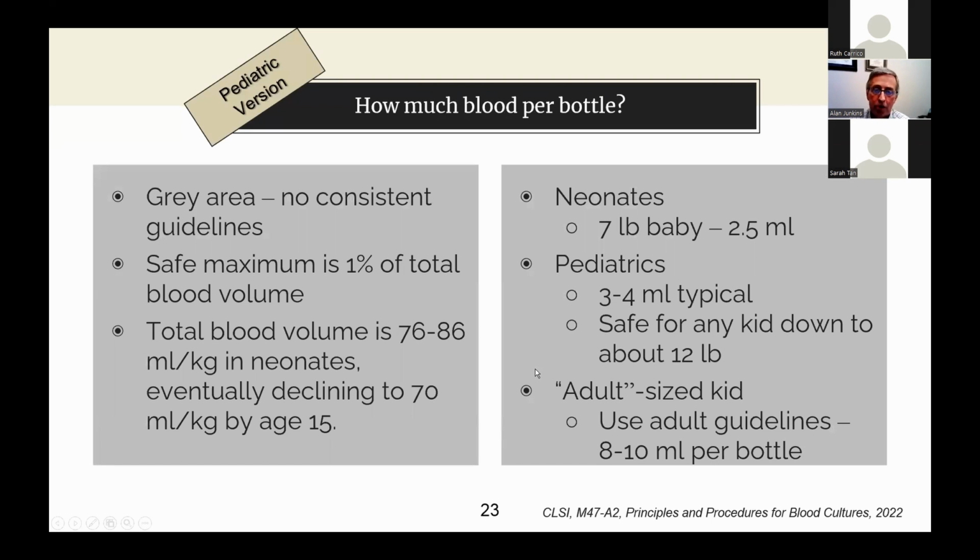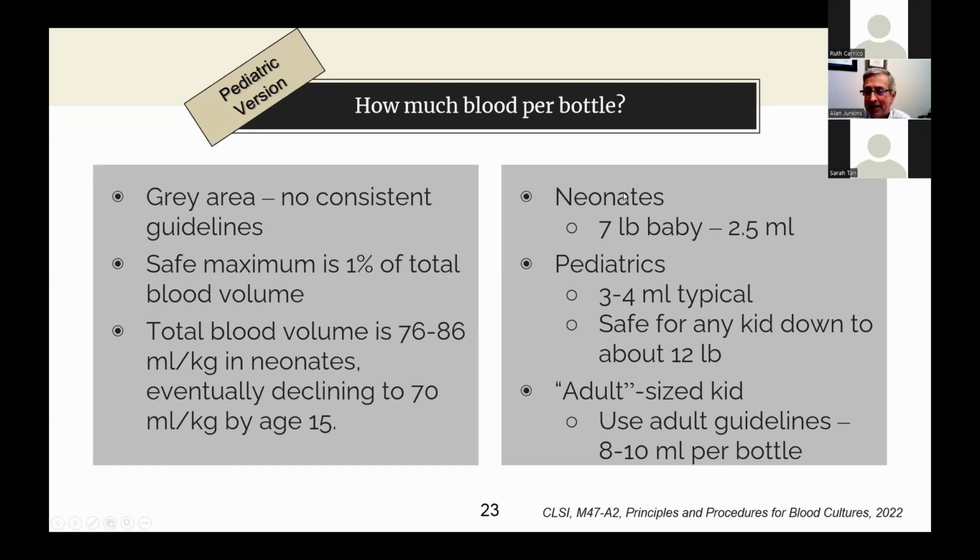All right. So the gray area here, as far as how much blood you put in the bottle for pediatrics, it is very gray. There's all kinds of suggestions out there. This is what CLSI is coming up with now. The safe volume that you can draw for a blood culture is about 1% of the patient's total blood volume. And that really applies to children. It applies to adults as well. Here's your total volume. In case you didn't know, most of us over age 15 have about 70 mils per kilogram of blood. It's going to be a little bit less than that depending upon your BMI.